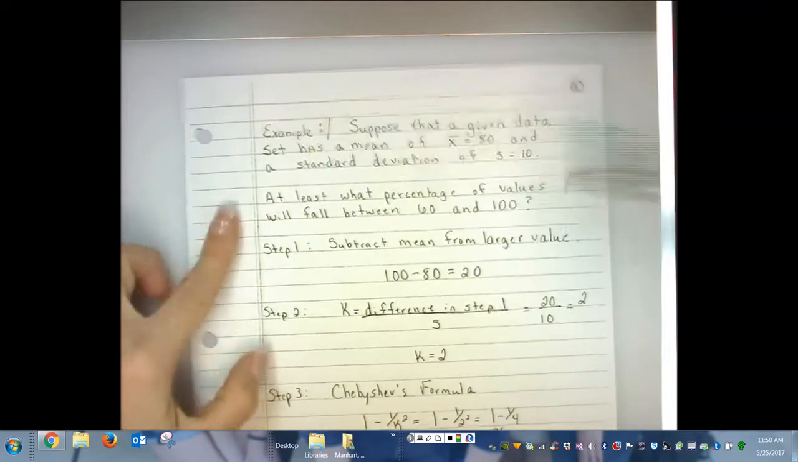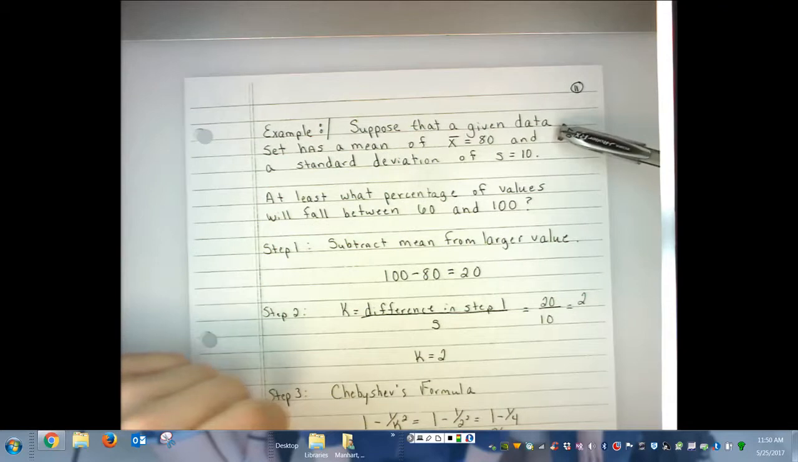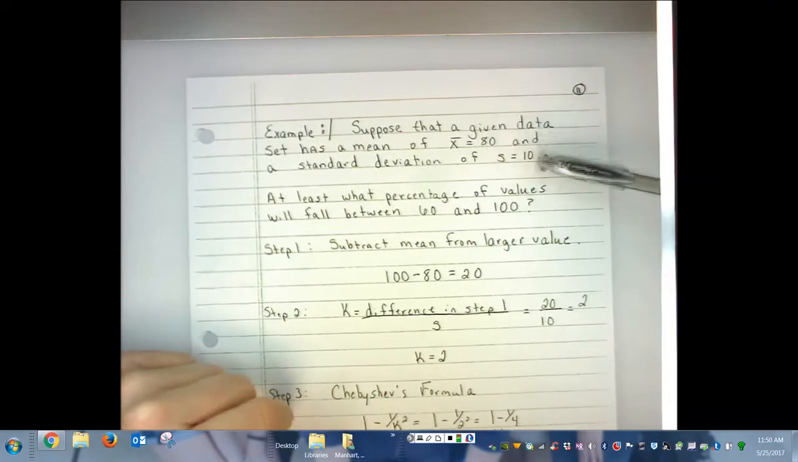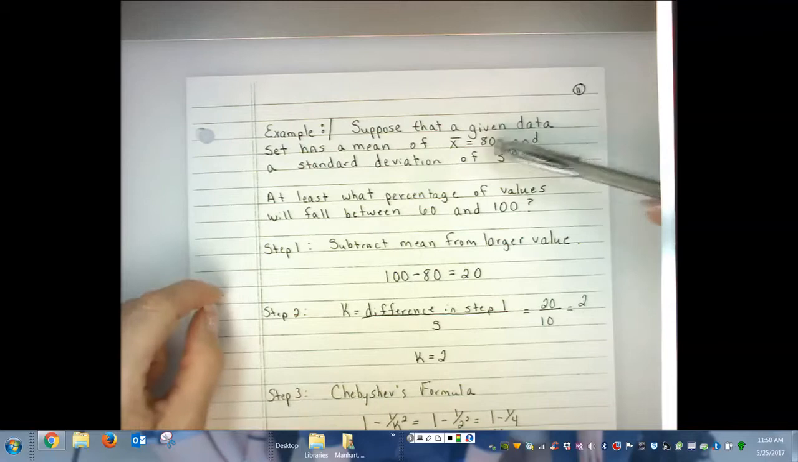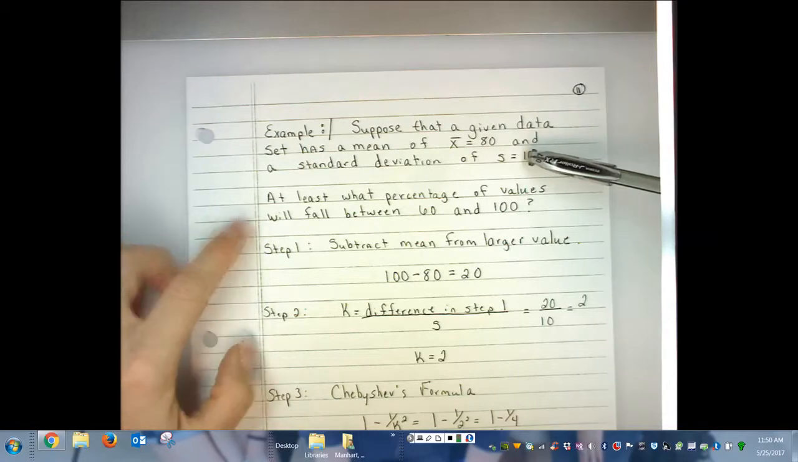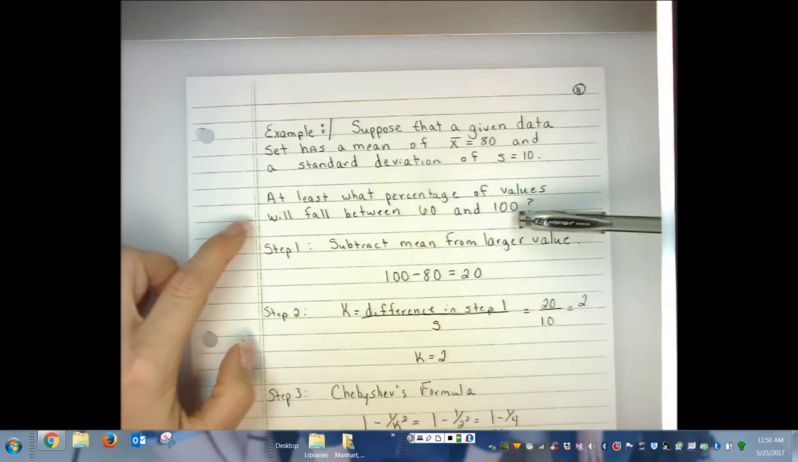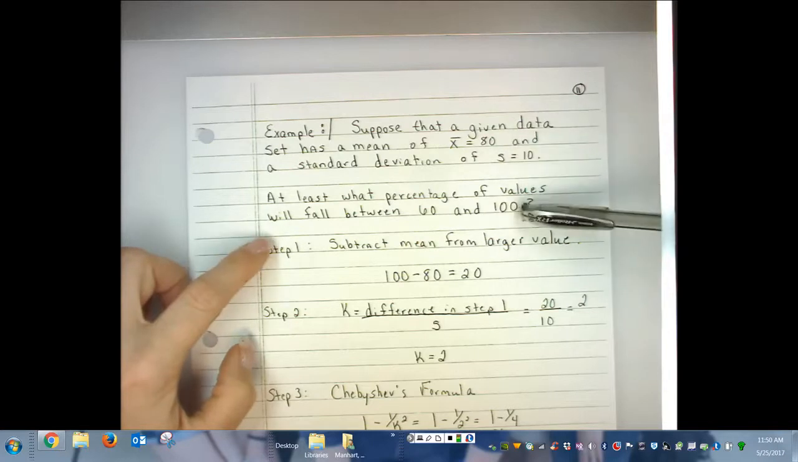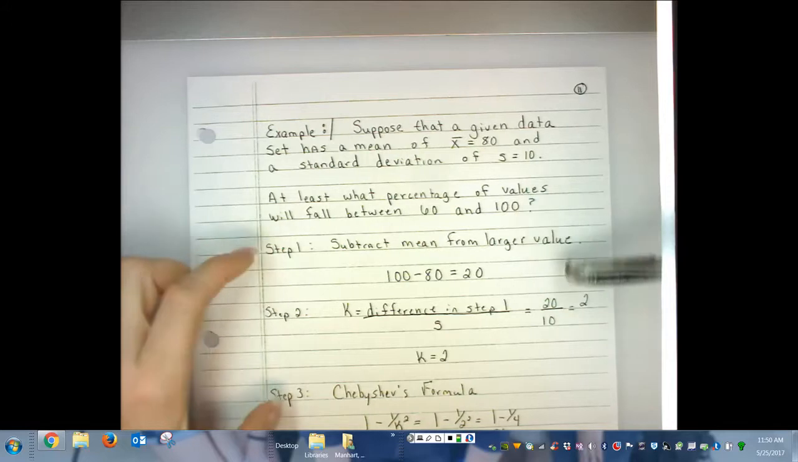So if you notice, I'm not given the data in the data set. I'm not even given the size of the data set, but I know the average is 80 and the standard deviation is 10. Just with those two numbers alone, I can tell you the percentage of the data values that will fall between 60 and 100. I don't know the data values. I don't know the size of the data set. But with these values, and according to Chebyshev, I can give you the percentage of values that fall within 60 and 100. These are the steps.